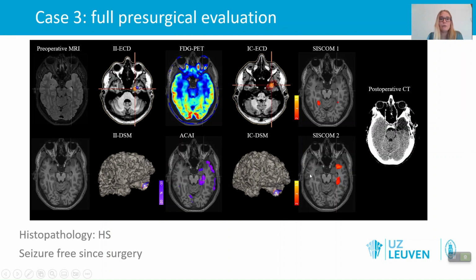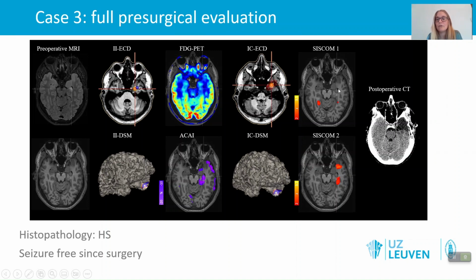So if we add it to the full pre-surgical evaluation, we know from the MRI there is hippocampal sclerosis. We did interictal source imaging, so the dipole modeling pointed to the left temporal pole. Also, in this case, we did a cortical CLARA as a distributed source model, which pointed to the left mesial temporal pole. FDG PET showed hypometabolism in the left temporal lobe in the hippocampus, which was confirmed with the anatomy-corrected asymmetry index based on the FDG. We did ictal source imaging, which showed similar results, left temporal lobe.